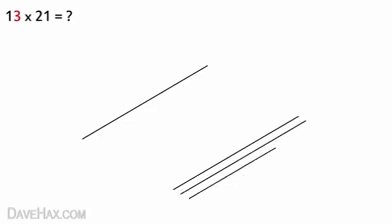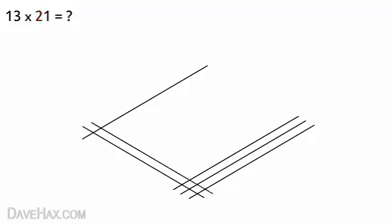After the multiplication sign, the first number we have is 2, so we draw 2 lines next to each other from here to here. And the final digit is 1, so we draw 1 line from here to here. That's the first part complete, and it should look something like this.